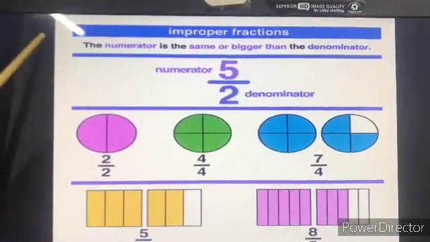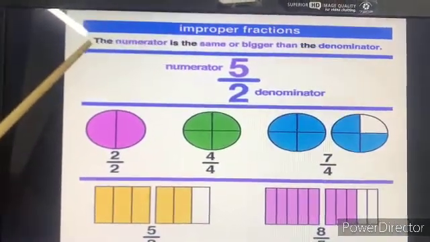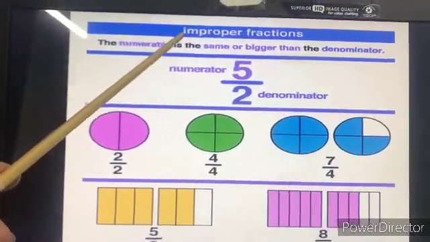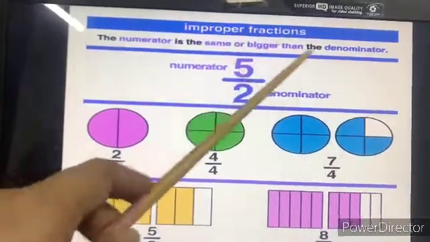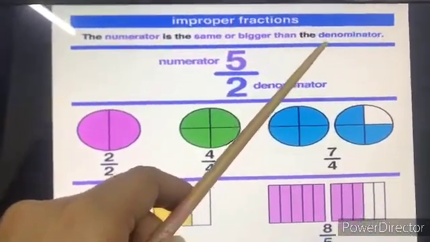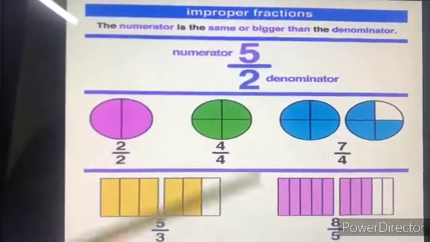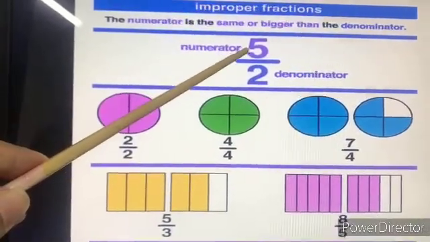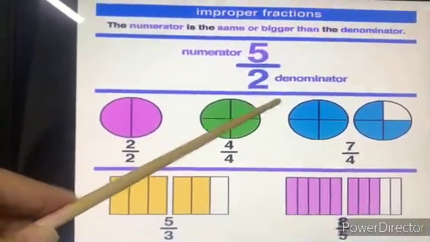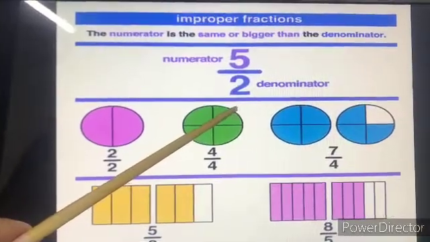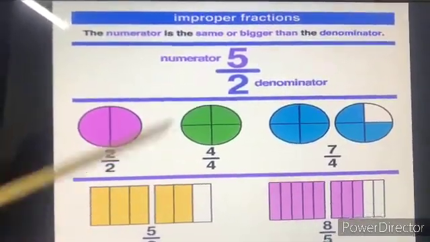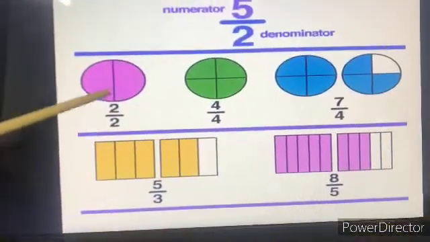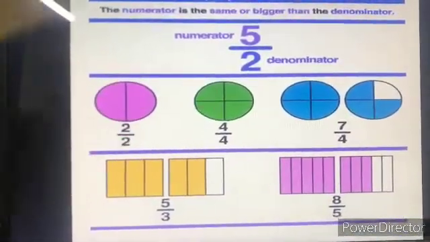But first of all, let me tell you one more time. What is an improper fraction? The numerator is the same as or bigger than the denominator. So wherever the numerator is greater than or equal to the denominator, it will be an improper fraction. Let's see how you can explain it. I told you greater or equal.